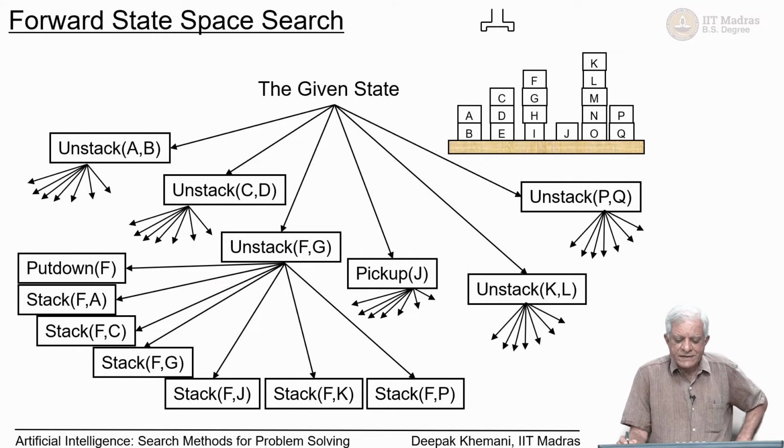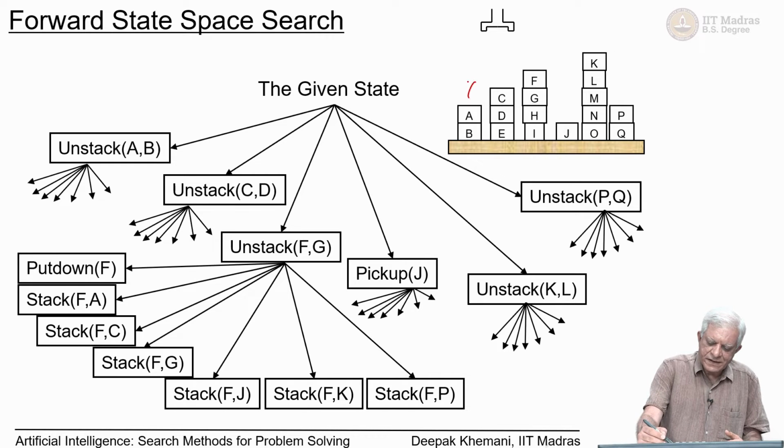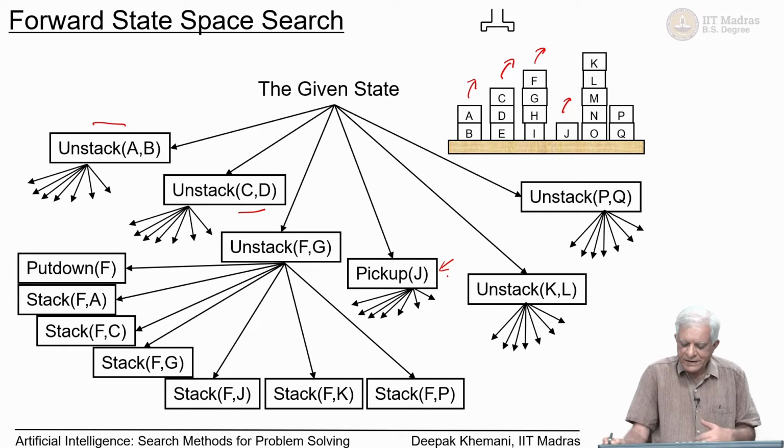Now, the simplest thing, as I said, was forward state space planning. And so, you are in a given state which is described as shown in the picture there. Let us say that is a given state or the start state, and then you can do various things. You can unstack A from B as shown here, or you can unstack C from D, or you can unstack F from G, or you can pick up J as shown here, and so on.